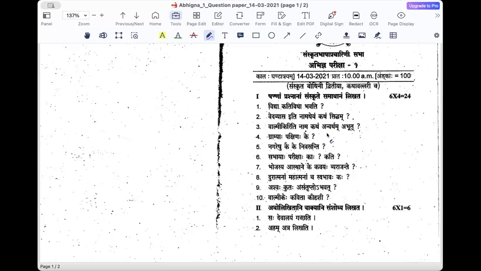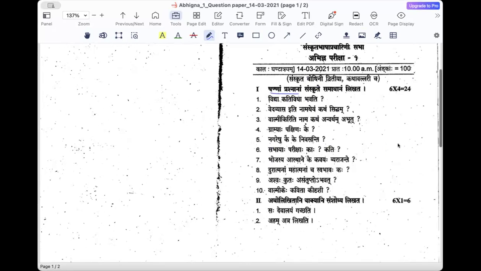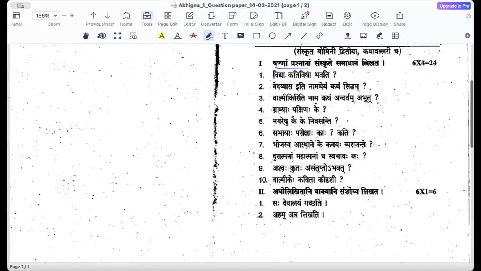The first section is Shannam Prashnanam Samskrite Samadhanam Likhata, in levels one, two and three. Unless they have specified Samskritam, you can write in any bhasha you have given, whether Matra Bhasha such as Tamil, Telugu, Hindi or Malayalam, or English, whichever language. If Samskritam is mentioned, then you have to answer in Samskritam.